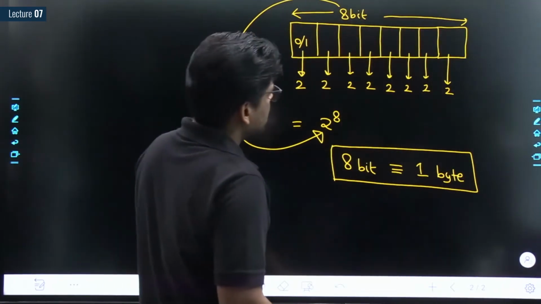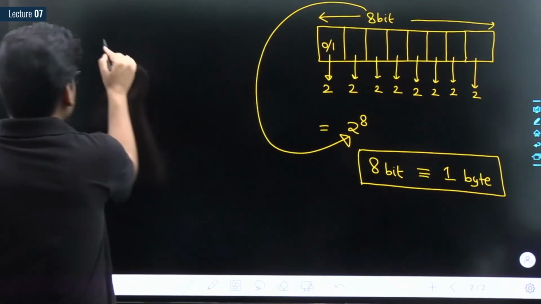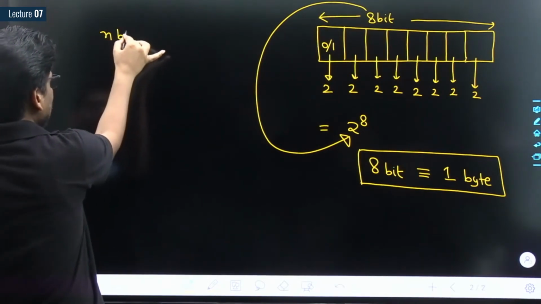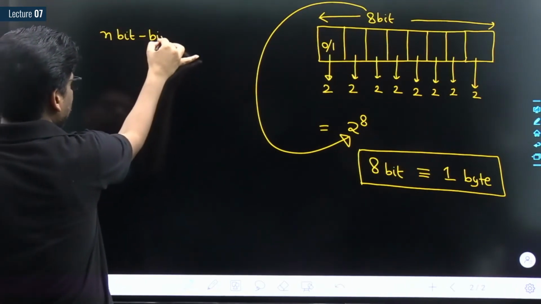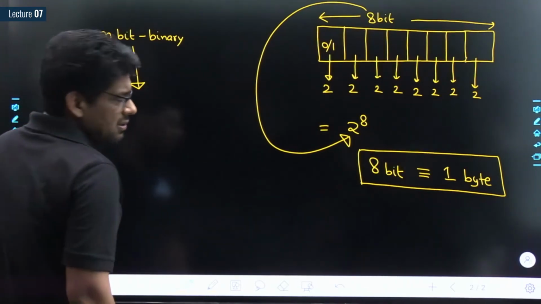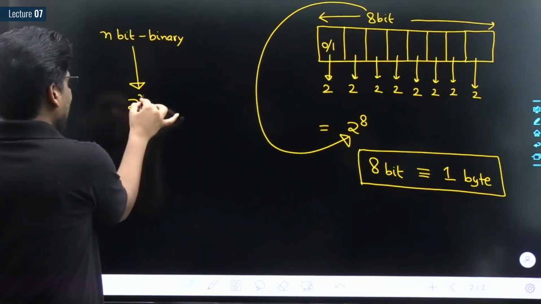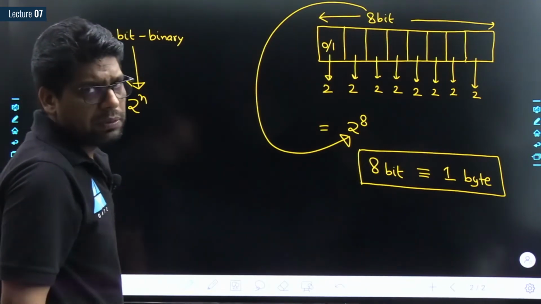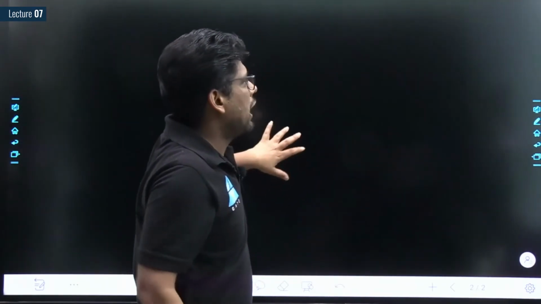That means, sir, if we have an n-bit binary number, what are the different possibilities? Sir, 2 to the power n possible combinations could be there. Okay. Now try to understand.